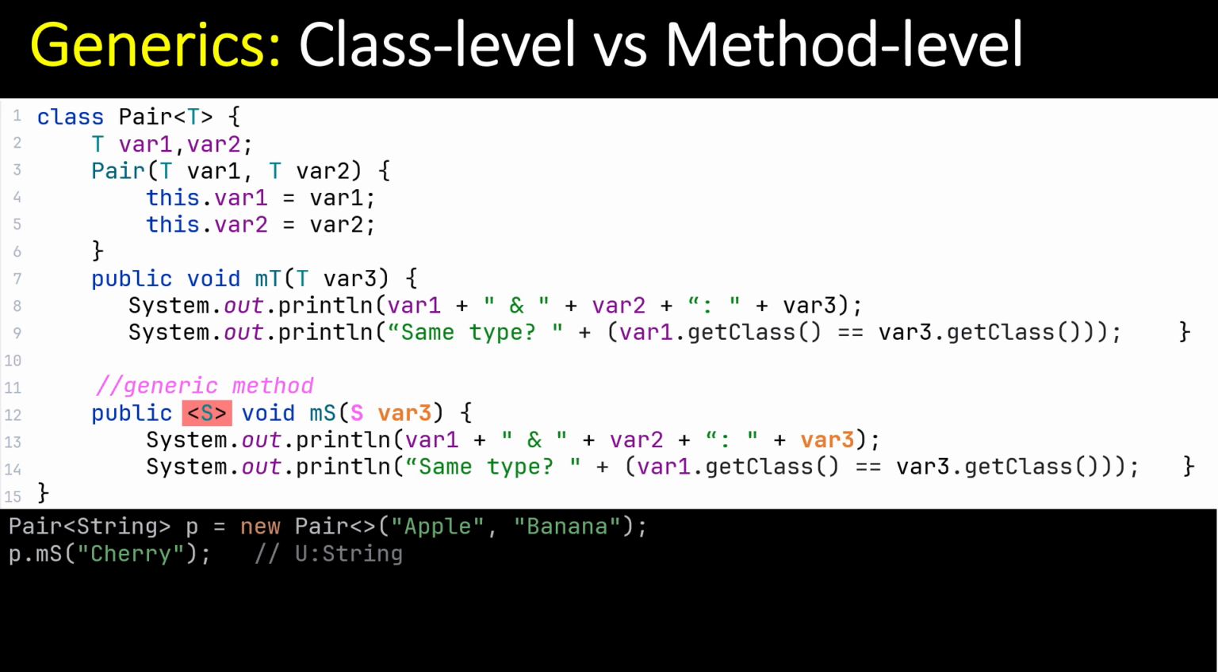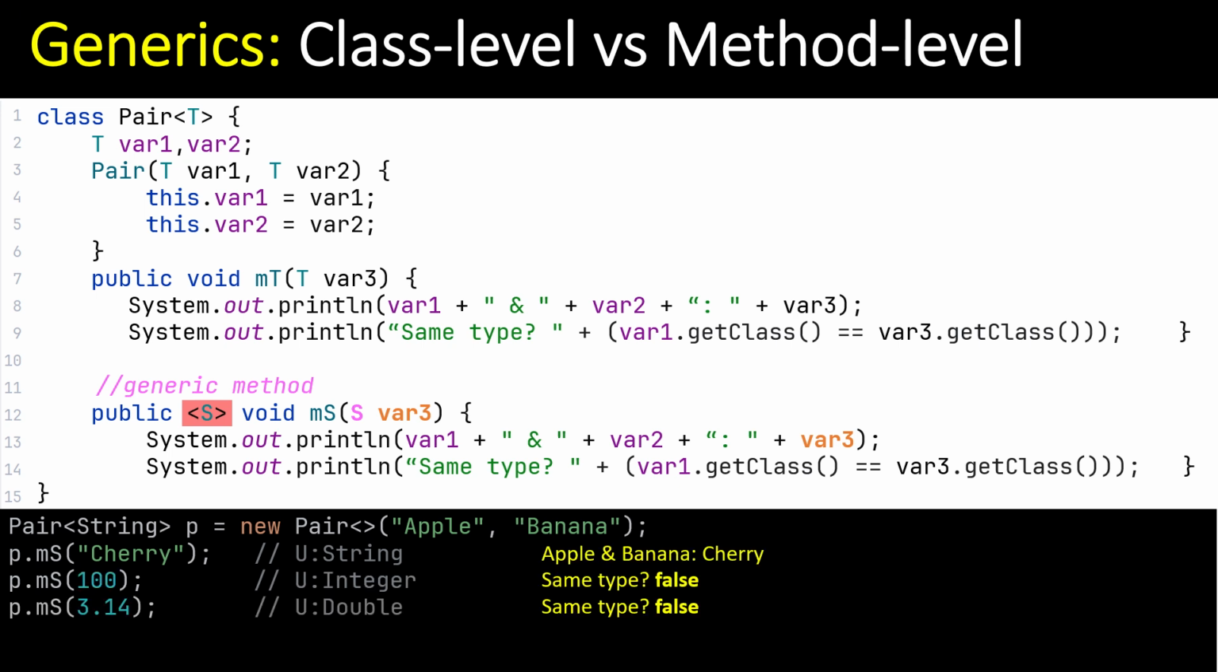Next, we call the generic method mS, which has its own type parameter S. Unlike T, which is already fixed as String, the type S is determined at the moment of each method call based on the argument passed in. When you pass cherry, you are passing a String, so S becomes String. When you pass 100, you are passing an integer literal, primitive int, which Java autoboxes to Integer, so S becomes Integer.